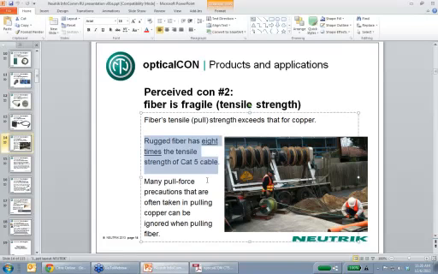By the way, I should just step back and say, when we talk about fiber optics, we're talking about transporting light over glass. It's glass fiber. So you'll hear me say glass and fiber sort of interchangeably.